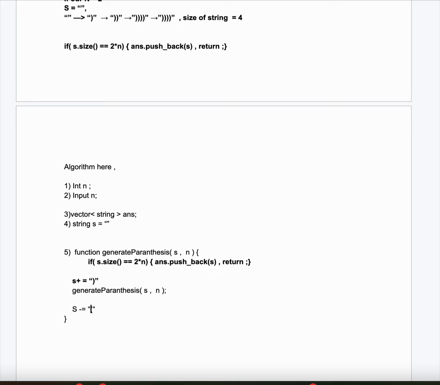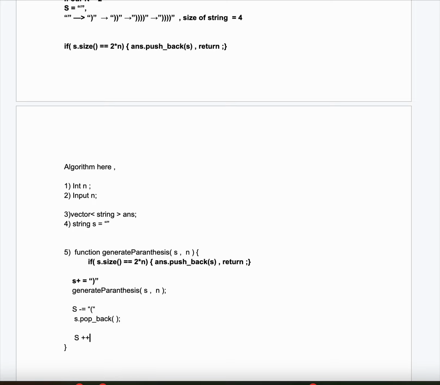It won't treat it like an array. Okay, the minus operator. So what we will do: s is actually an array of characters, so we have an operation supported, pop_back. We can use this in C++. Pop_back will automatically remove the last character, and after that we can push the opening bracket here.